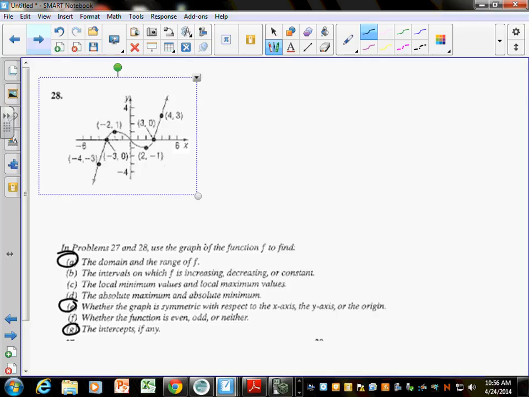E, symmetry with the x-axis, the y-axis, or the origin. That's all about folding over. Can you fold this over the y-axis and it matches up perfectly? No. Can you fold this over the x-axis and it matches up perfectly? No. Can you fold this from here to here and it matches up perfectly? No. So that's none on that one.